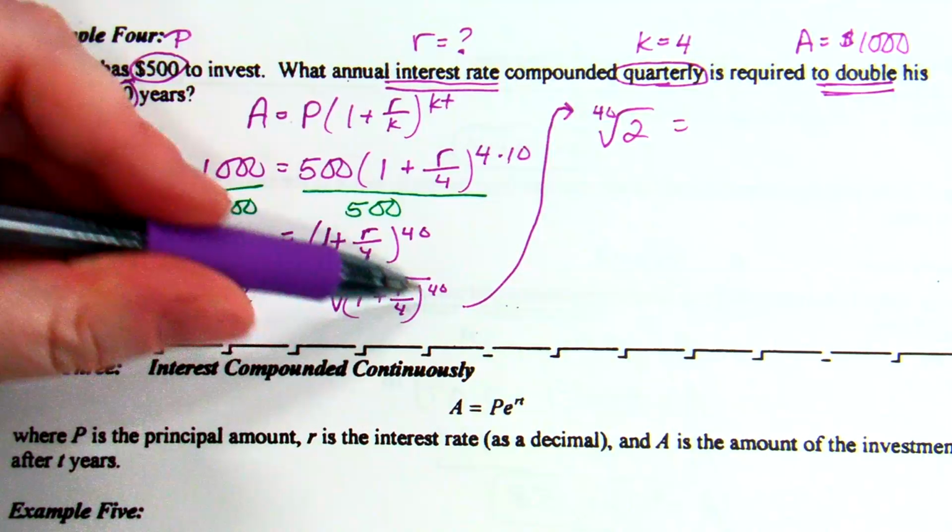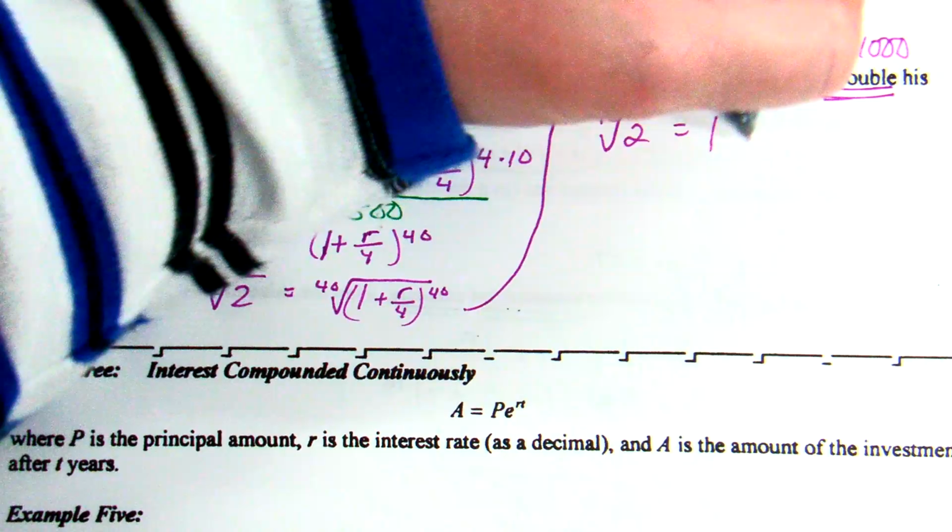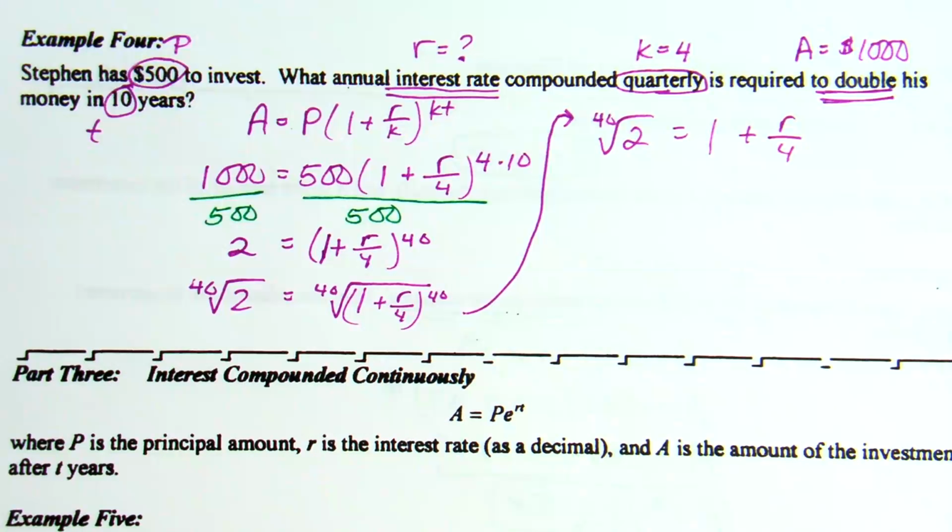What's the 40th root of something raised to the 40th? It's the inside. So 1 plus r over 4. How do I work to get r by itself? We're going to have to multiply by 4. I wouldn't do that first. I would say subtract 1.